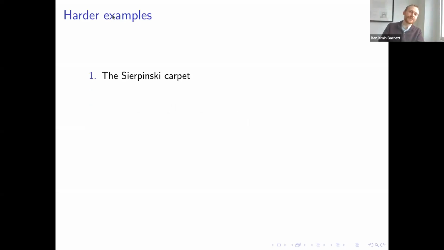Okay, right, on to our harder examples. The first of them is the Sierpinski carpet. So this is a complicated fractal-like space. Well, it is a fractal.